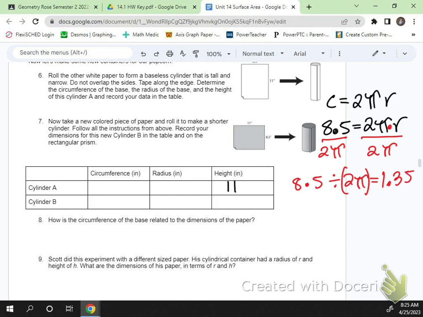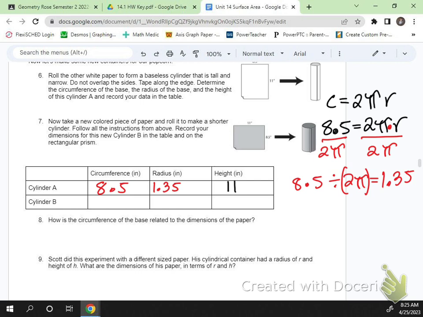Earlier we got 13, but that didn't make sense when we're looking at our cylinder. Our circumference is, we already talked about that. What's our circumference? All the way around. 8.5. Are you ready? Now we're going to take a blue piece of paper and we're going to fold it the other way and talk about the parts of the cylinder.